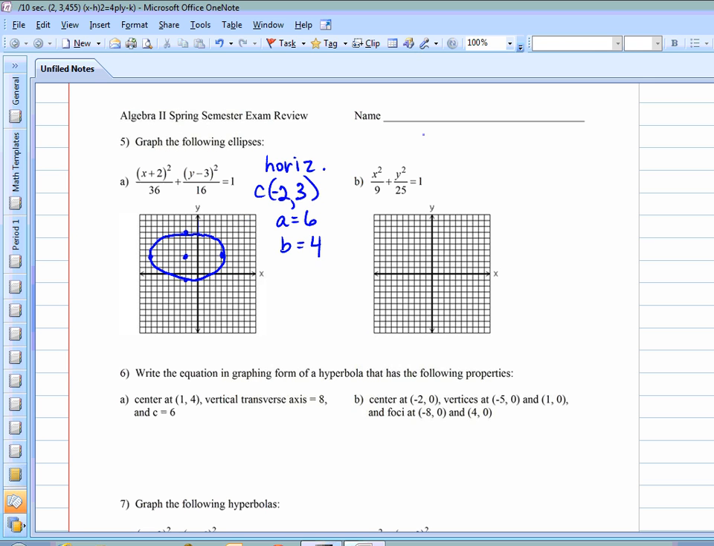The next one, because the a squared bigger denominator is under the y, that means it's vertical. Because the numerator has nothing subtracted from x or y, that means our center is the origin, (0, 0). And a squared being the bigger denominator means a is 5 and b is 3. So we're going to go vertically the 5 and horizontally the 3.